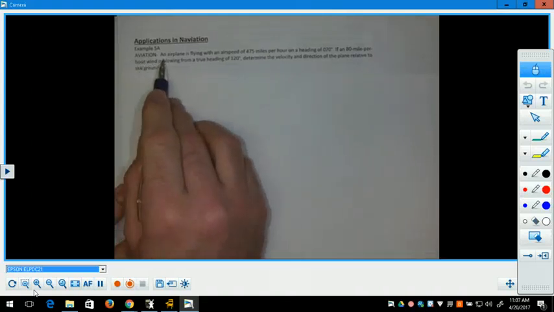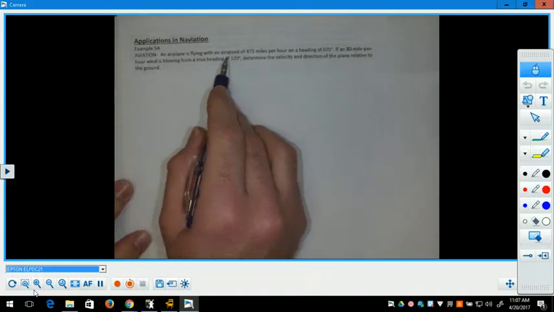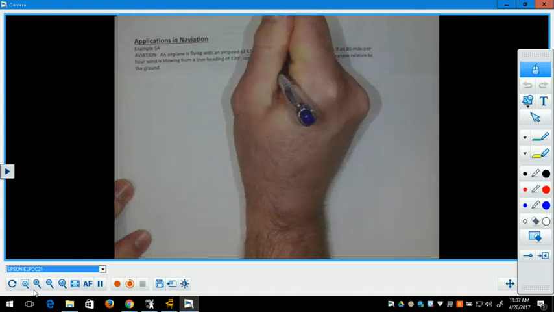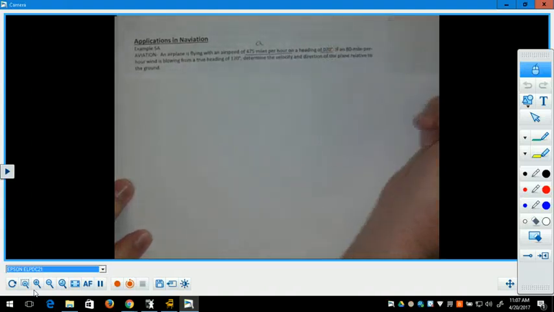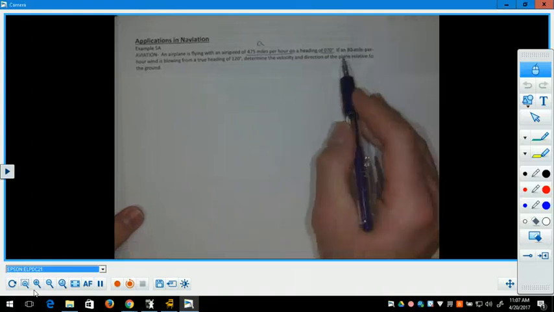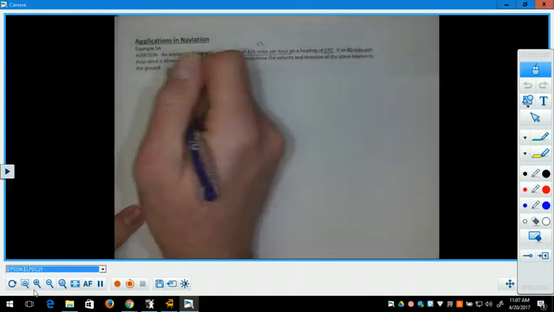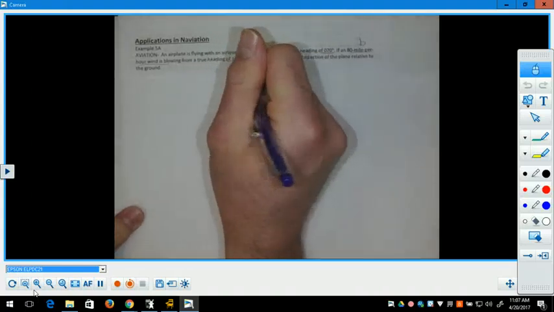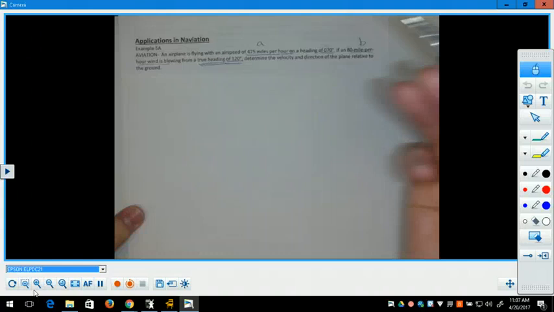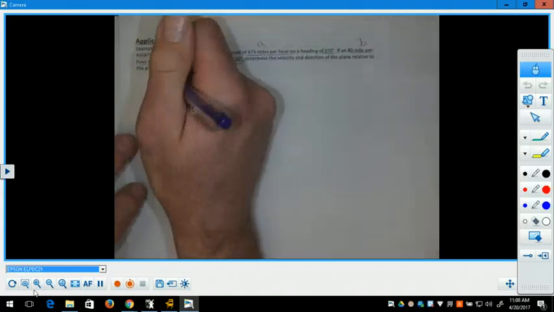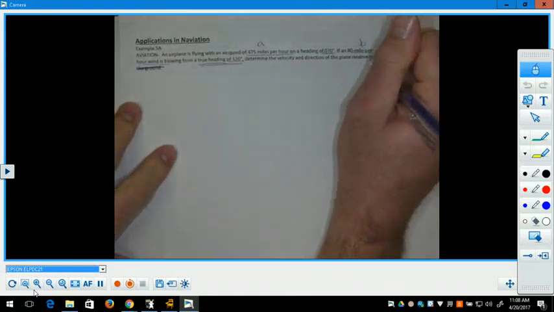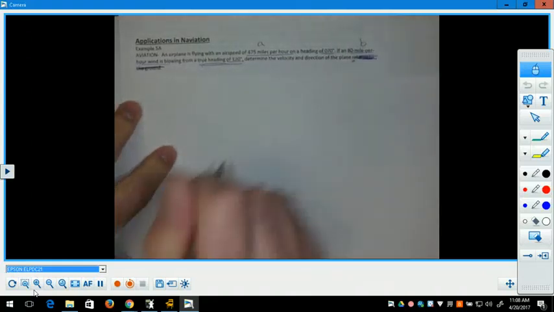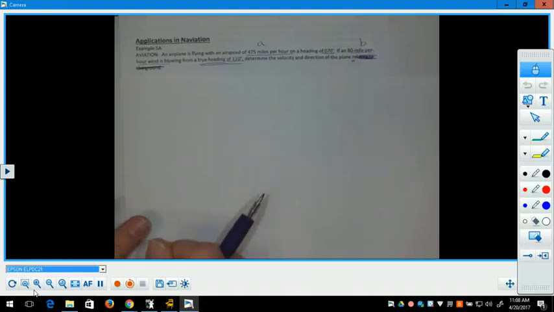So example 5A, aviation. An airplane is flying with an airspeed of 475 miles per hour, so that is what we'll call vector A, and a heading of 70 degrees northeast. If an 80 mile per hour wind, we'll call that vector B, from a true heading of 120 degrees, so that's again north to east, determine the velocity and direction of the plane. It's not relative to the ground. We're just going to determine the velocity and the direction of the plane.